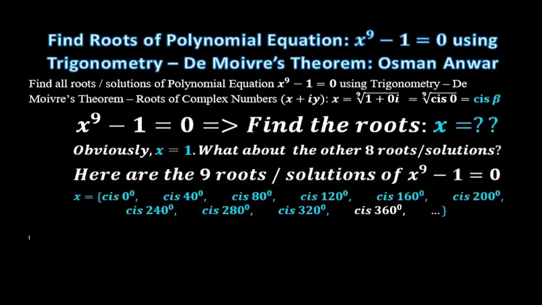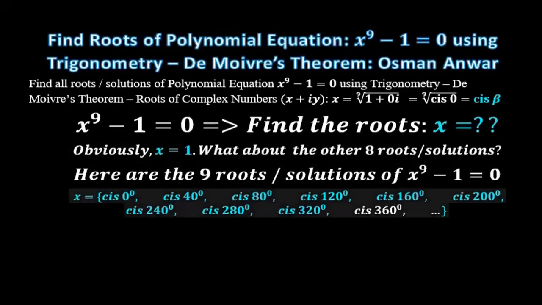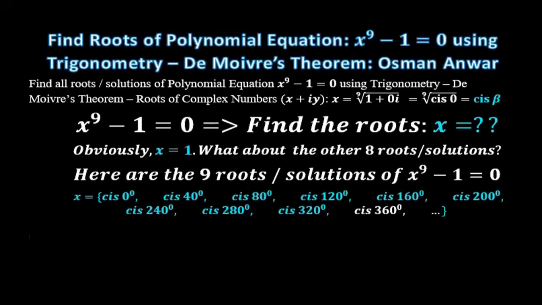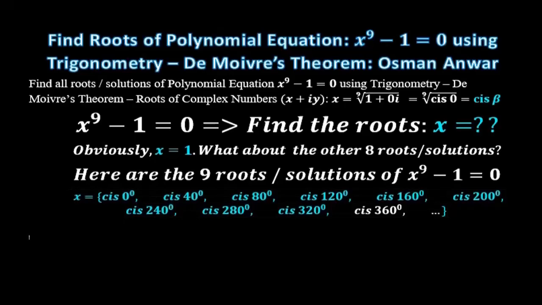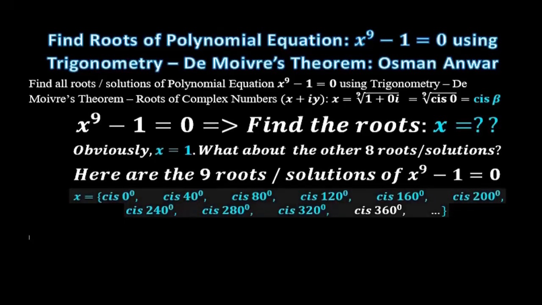X equals cis 0 degree, and that's the real one, x equals 1. Then you have cis 40 degree, cis 80 degree, cis 120 degrees, cis 160 degrees, cis 200 degrees, cis 240 degrees, cis 280 degrees, cis 320 degrees, cis 360 degrees, and it continues. So the first 9 are the roots.